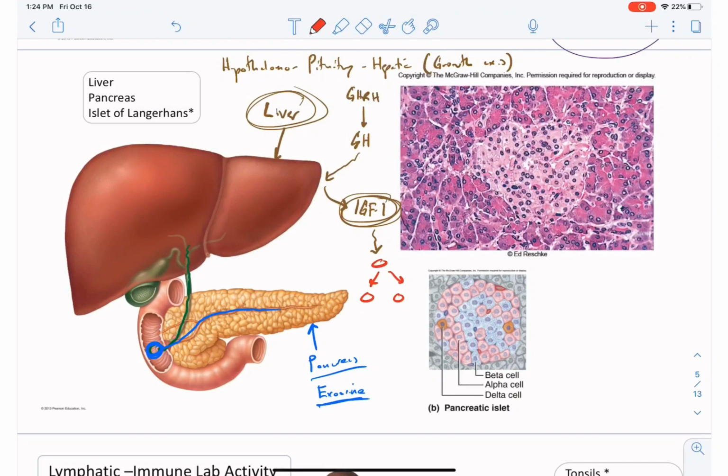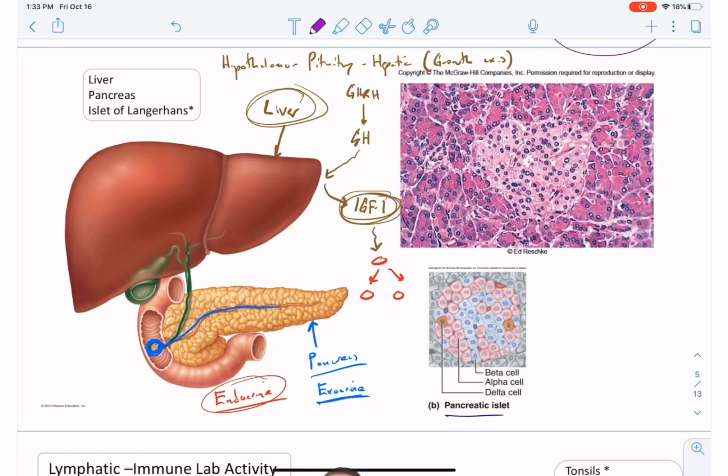So the pancreas has an exocrine function, but it also has an endocrine function. And endocrine is when you secrete a product into a closed body cavity, into the interstitial fluid or into the blood. And the pancreas has a major endocrine role.